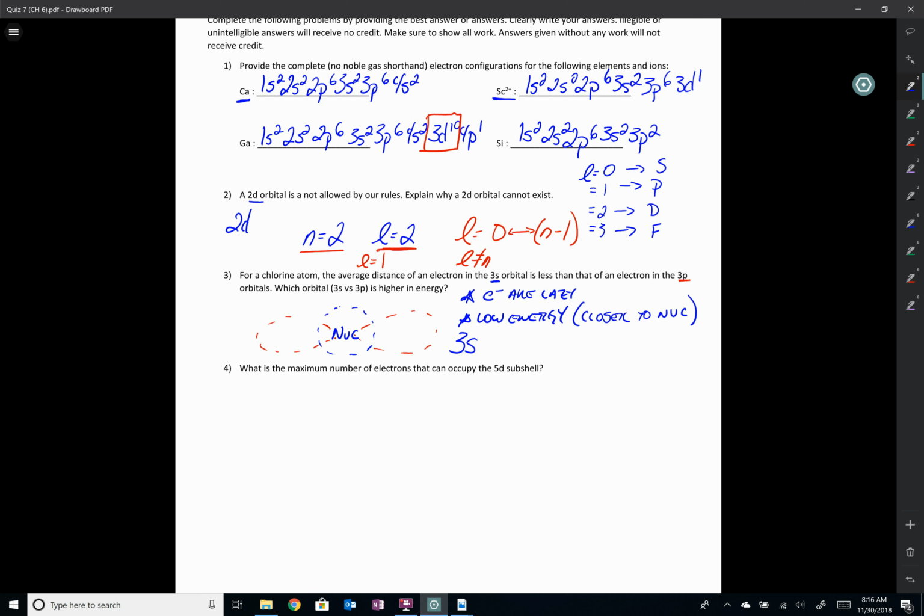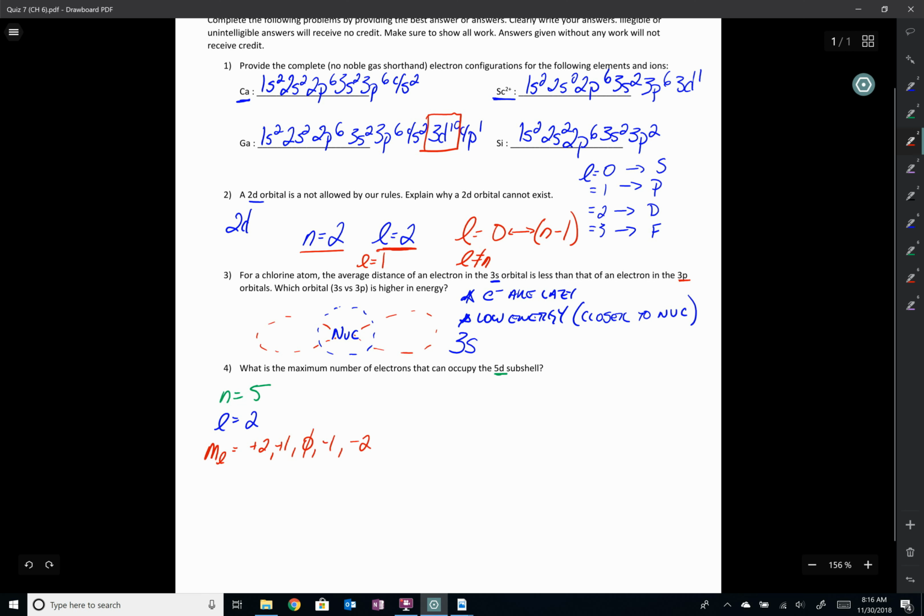All right, question 4. What's the maximum number of electrons that can occupy the 5d subshell? Okay, if we're dealing with 5d, n equals 5, l equals 2, and m sub l equals plus 2, plus 1, 0, minus 1, or minus 2. Now, how did I get that? Well, m sub l is equal to plus l all the way to minus l. So if l equals 2, I go from plus 2 to minus 2.